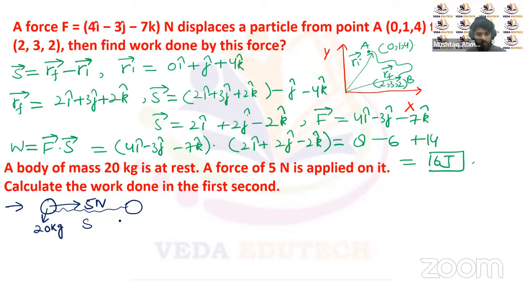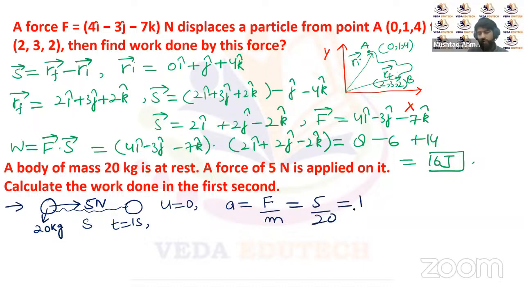And for the time t equal to 1 second, we have to calculate the displacement, right? Initially this body was at rest, so the initial velocity was 0. This body has a constant force, so it must have constant acceleration, that will be equal to net force upon net mass of this body, that's F upon net mass, 5 upon 20, which will be equal to 1 upon 4 meter per second square. This is the acceleration of this body.